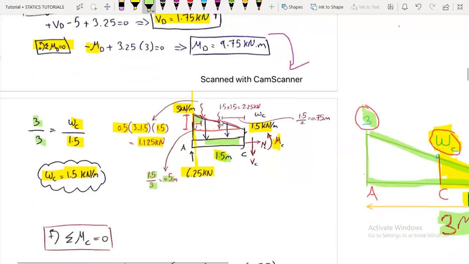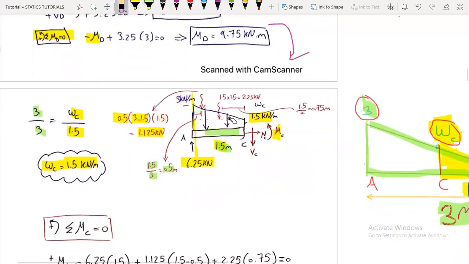Also, we are done with the triangular shape. We have the rectangular shape here. We will say the resultant will be what?